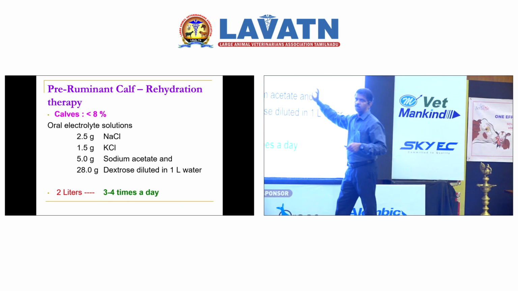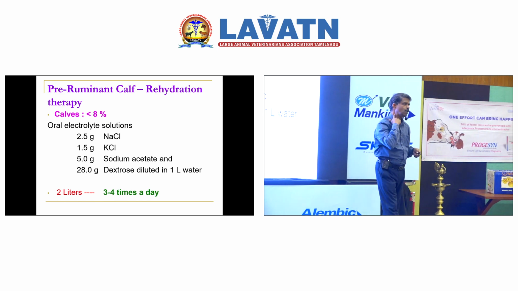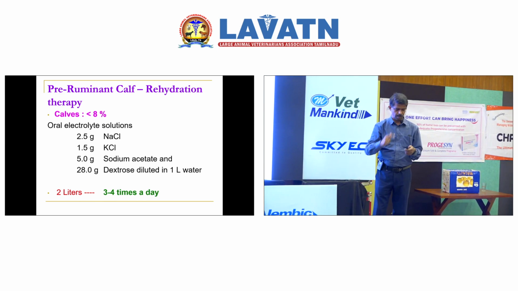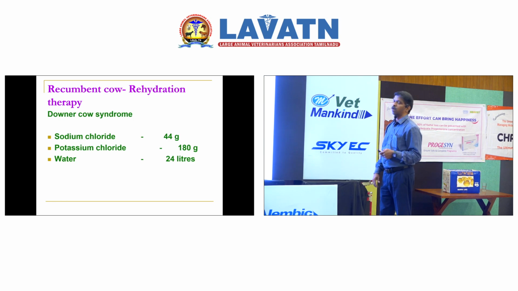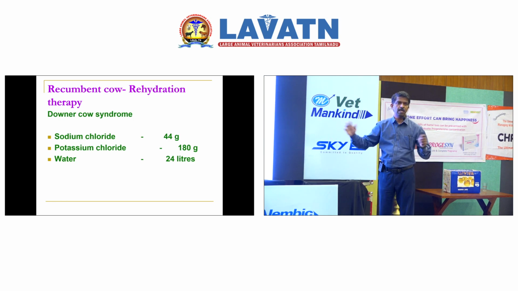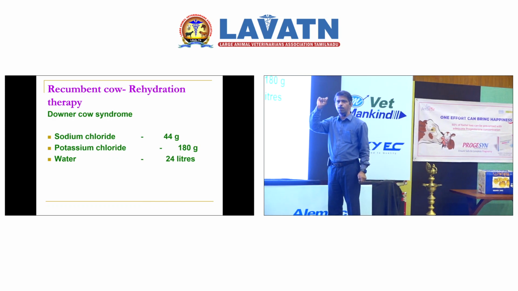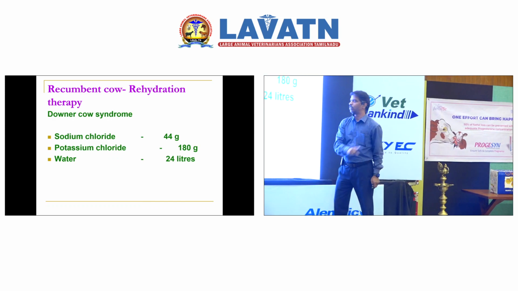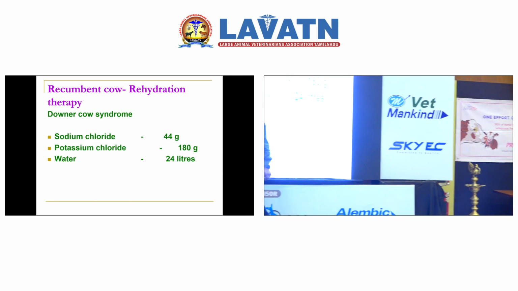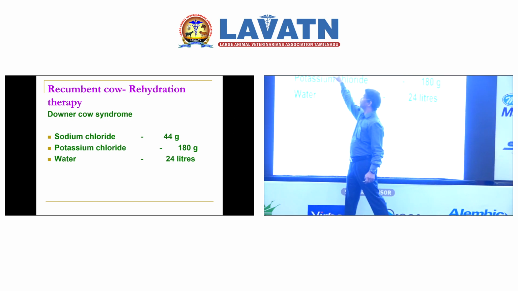Percentage of dehydration. If it is very crucial, IV only has to be given. Now coming on to the downer, this is more common. We get a lot of cases of downer. Again, one of the important contributing factors for continuous recumbency is potassium. So potassium is a must.